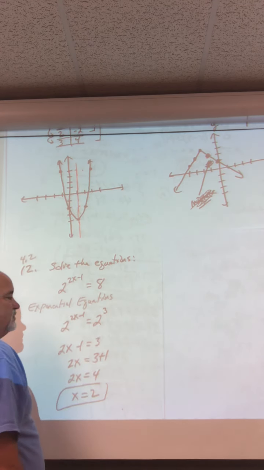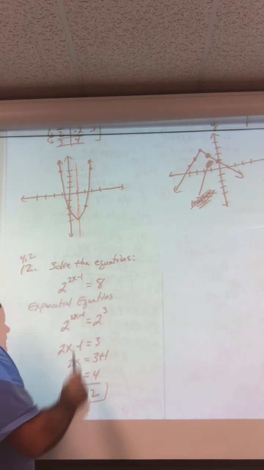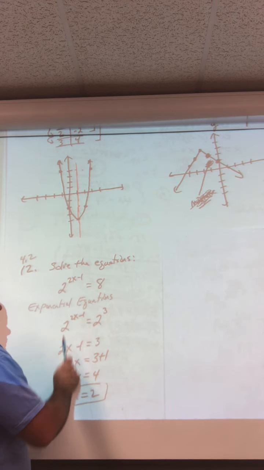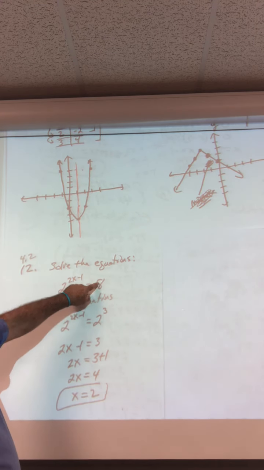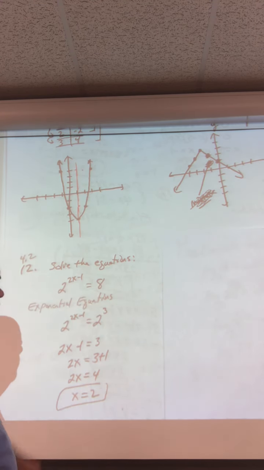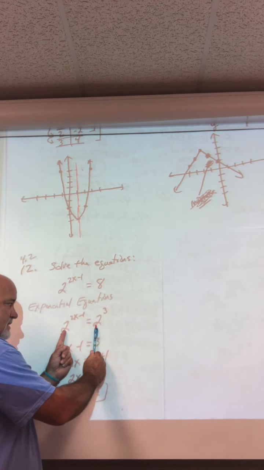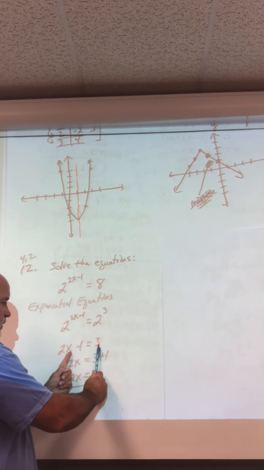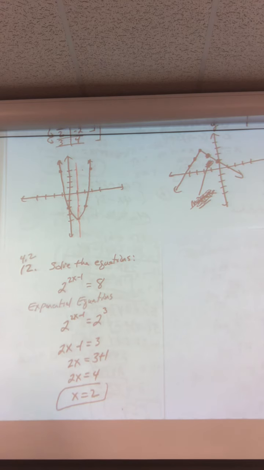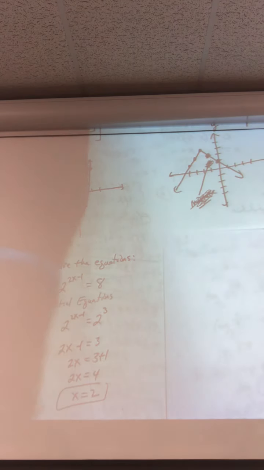Rewrite both sides using the same base. So I can't rewrite base 2, but I can rewrite 8 as 2 to the third. Now they have the same base, so now you set the exponents equal to each other and solve. And again, after I get through talking, pause the videos and copy them.